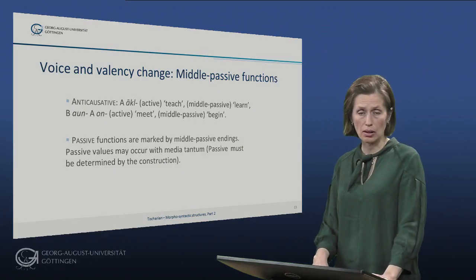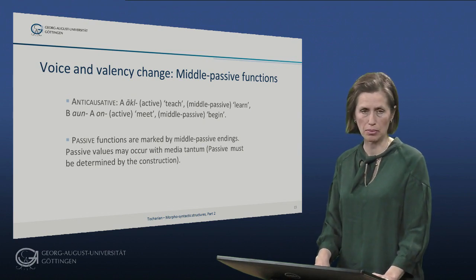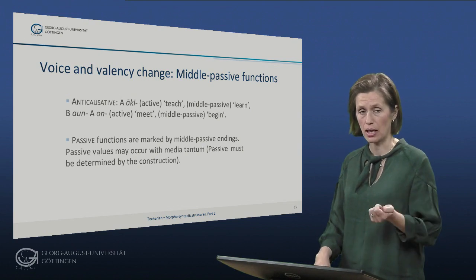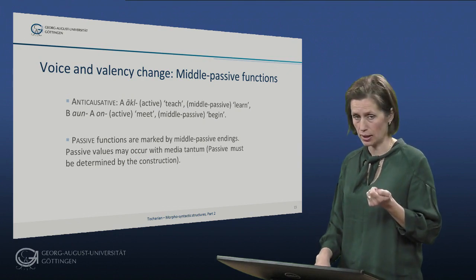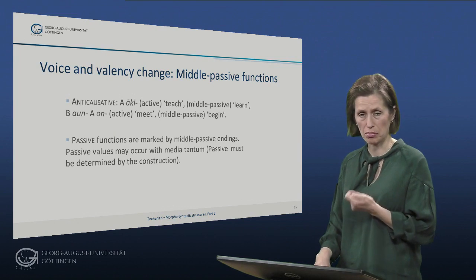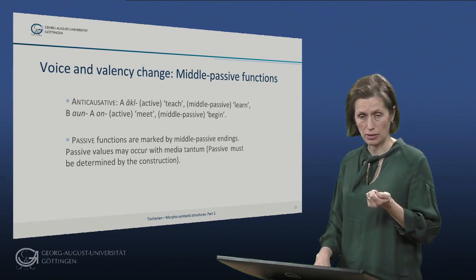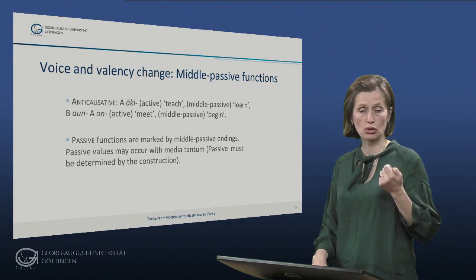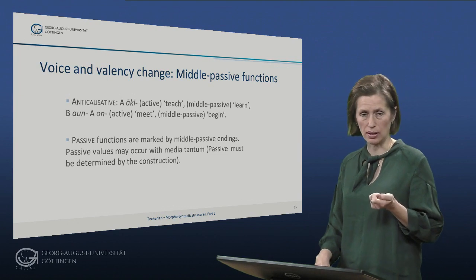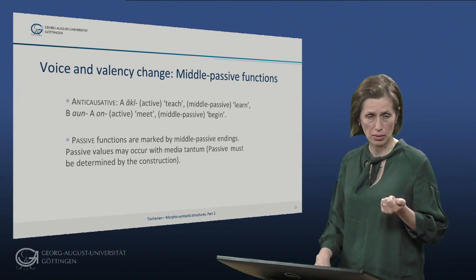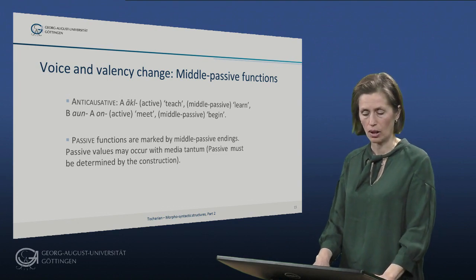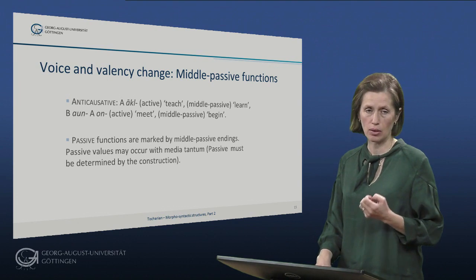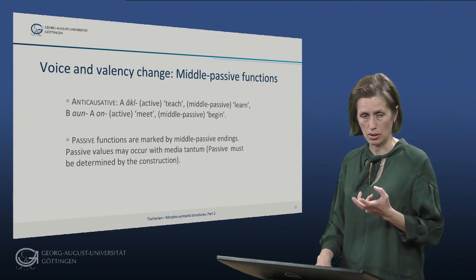An interesting thing about middle passive functions is that they can also be used to mark anticausative, which means that they may be used to decrease the valency of the verb. A good example is the verb akl in Tocharian A. It has this specific function in Tocharian A, but not in Tocharian B. In Tocharian A, the active form means to teach, whereas the middle passive form means to learn. There are also other examples, like the verb a on, which in active means meet, whereas in middle passive it means to begin. And as we've seen before, the middle can also be used to mark a passive construction.